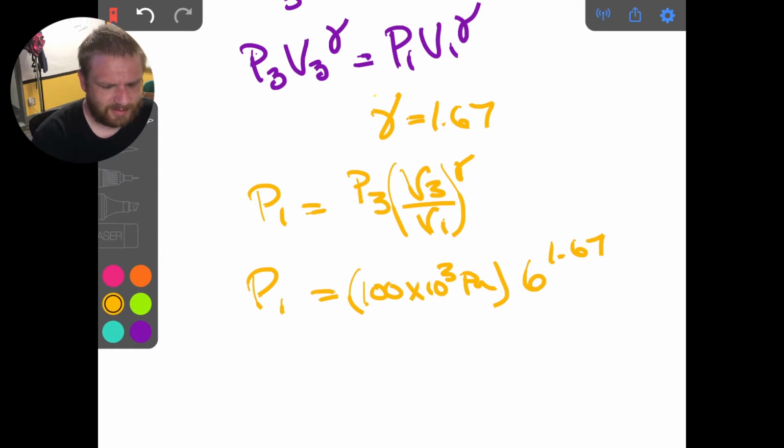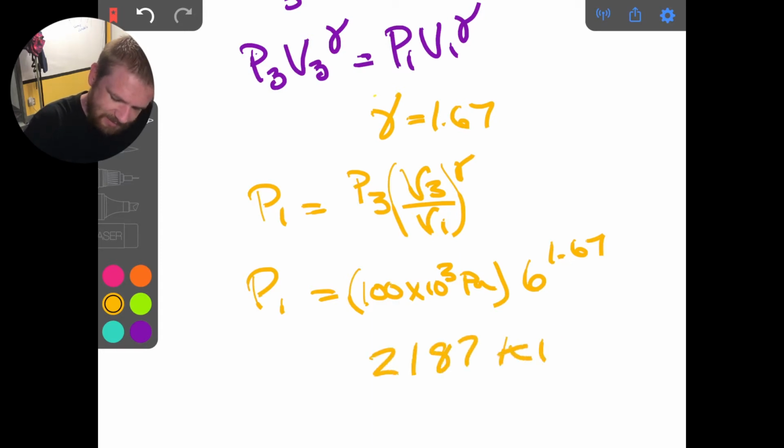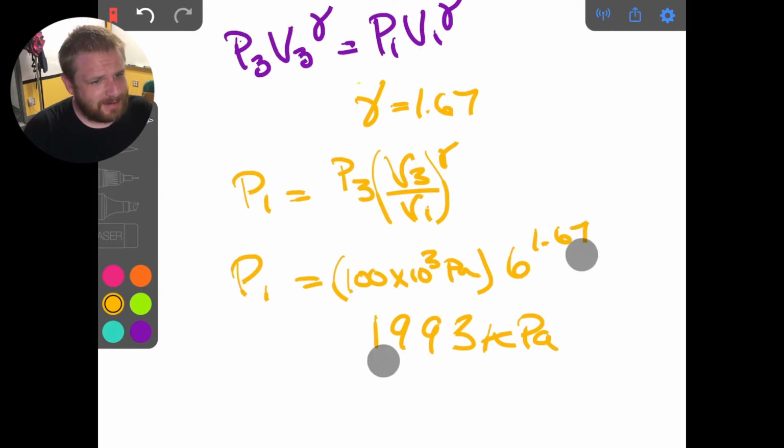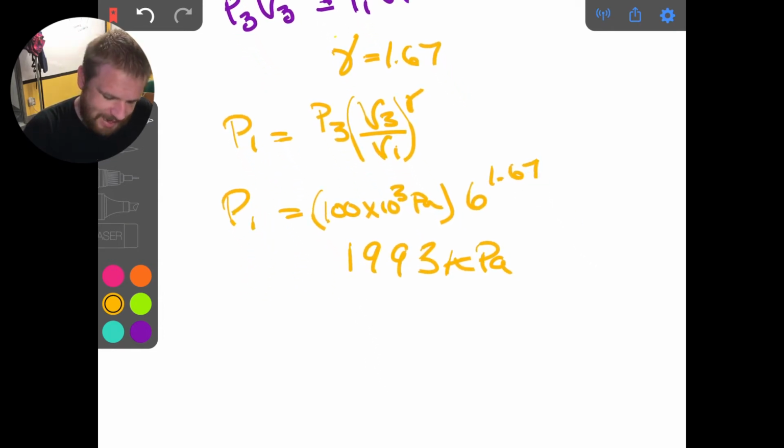I've got to add some parentheses here in my calculation. Bear with me here a moment. 2,187 kilopascals. I didn't recognize that number, so I double-checked it, and it turns out I typed it into my calculator wrong. The correct answer is actually 1,993 kilopascals. So, thank you for that. And now we have the pressure at point 1.